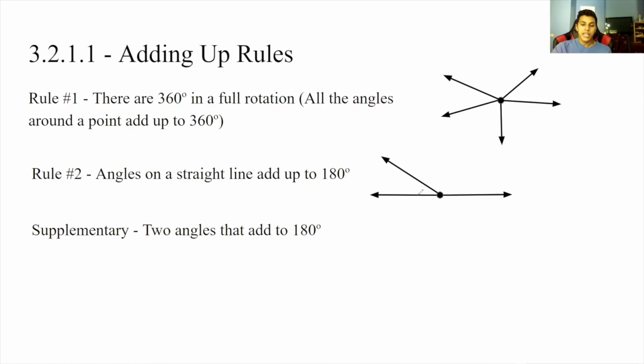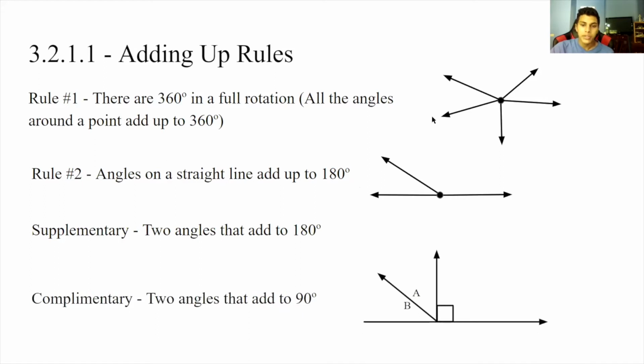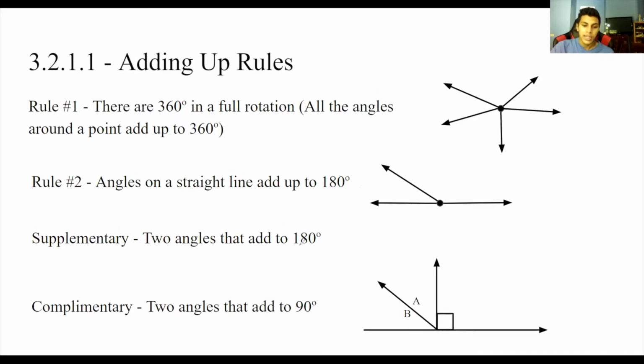And if a question says 2 angles are supplements, you can immediately say that their sum is 180 degrees. Now, a similar term to supplementary is complementary. Complementary is when 2 angles add up to 90 degrees. Now, supplementary and complementary are very similar. It's just what they add up to is a bit different. So in this example, A and B are complementary because A and B, these 2 angles, add up to 90 degrees total.